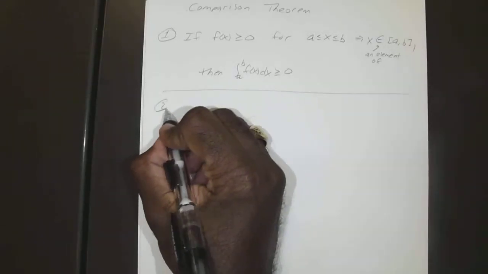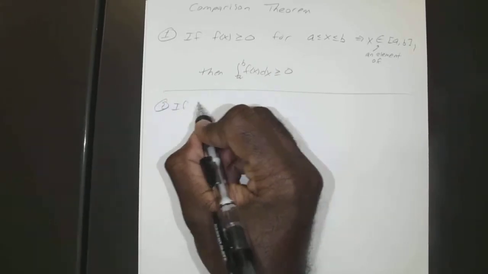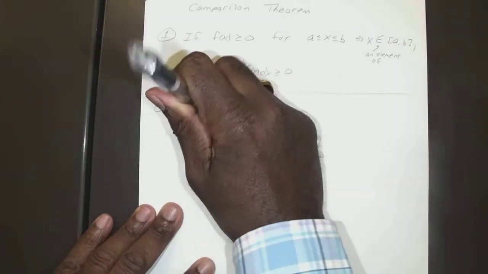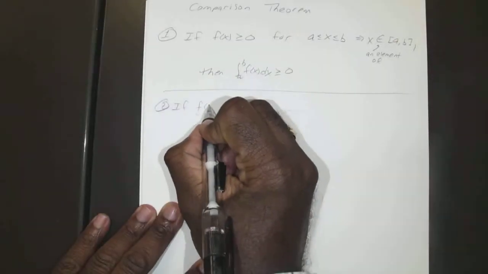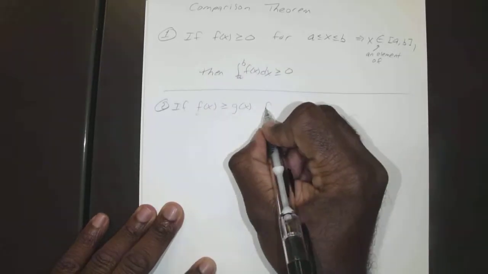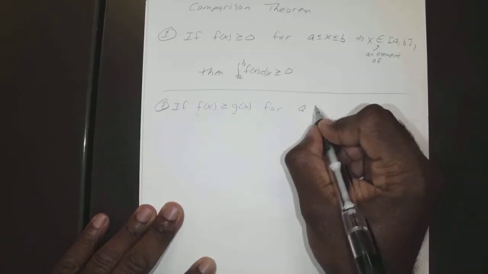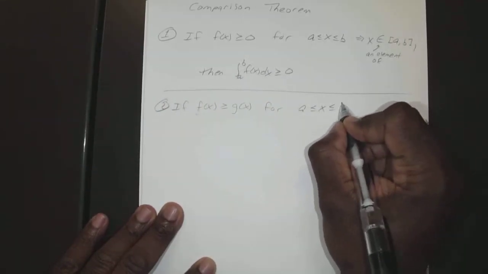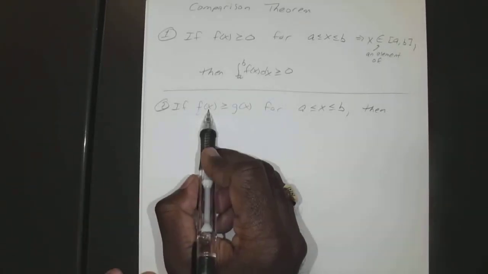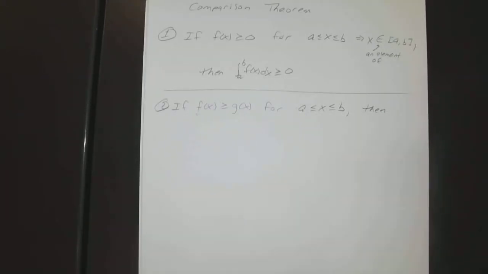Okay, so the second one, if f of x is greater than or equal to g of x for some interval from a to b, then the integral of f of x is greater than or equal to the integral of g of x.